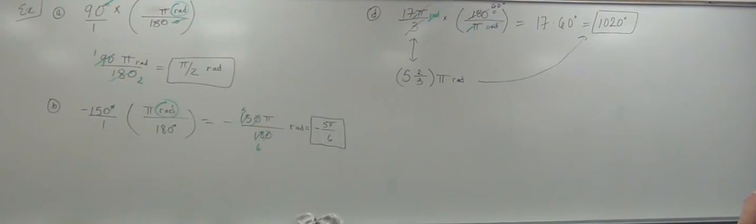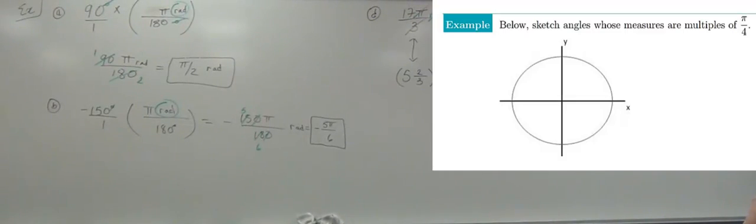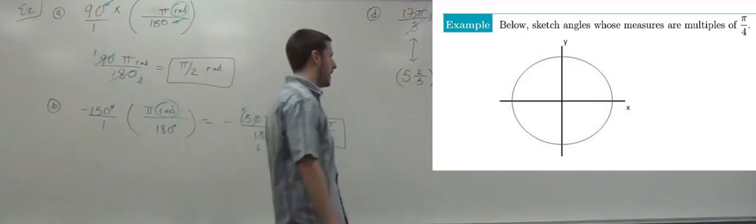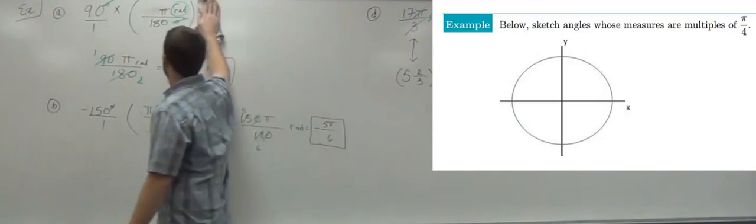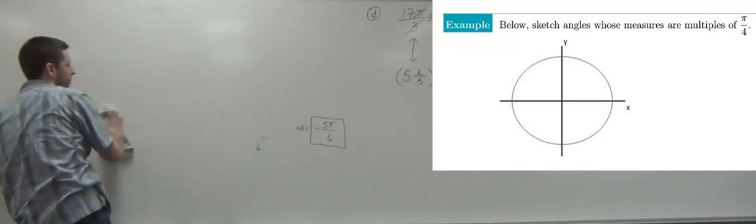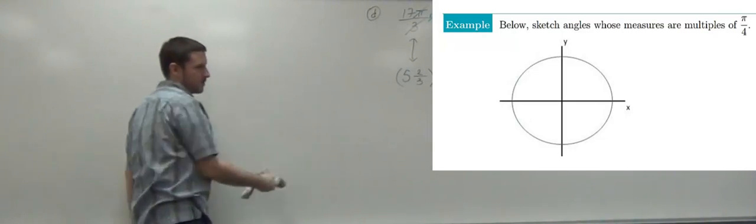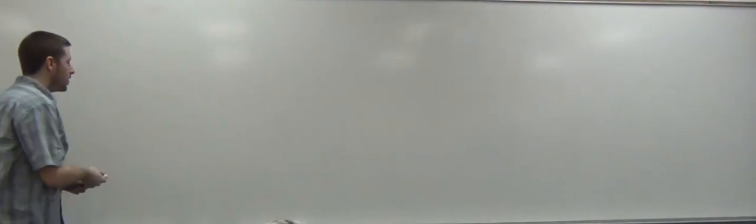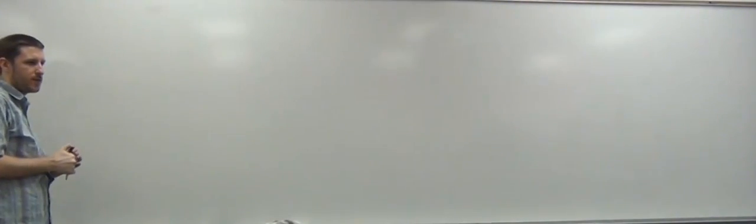So if you want to graph, for example, any multiple of pi over 4. When I say multiples of pi over 4, what does that mean? What's a multiple of pi over 4? 3 pi over 4, 7 pi over 4, 800 pi over 4. Any number of pi's over 4. If you want to graph a multiple of pi over 4, you have to start by splitting pi into 4 equal sectors. This is what we talked about.